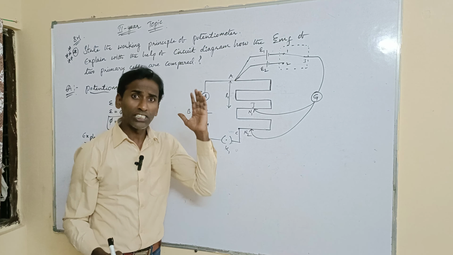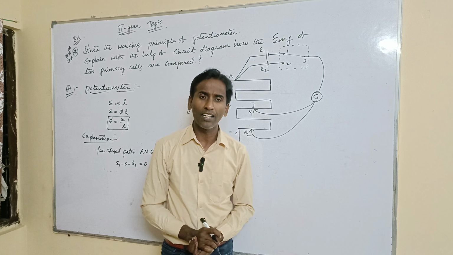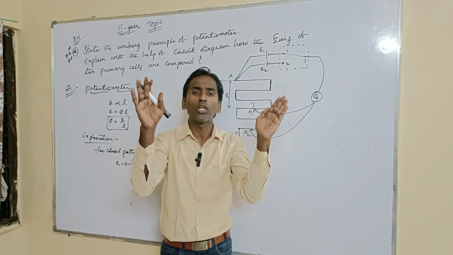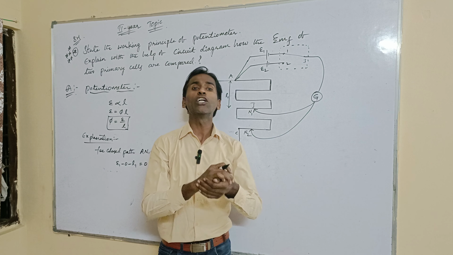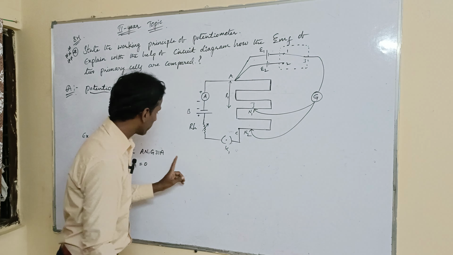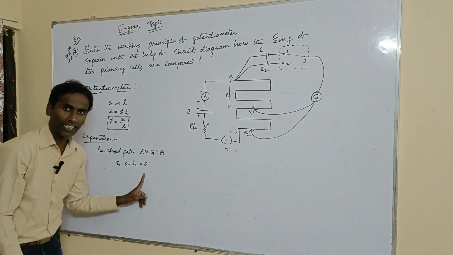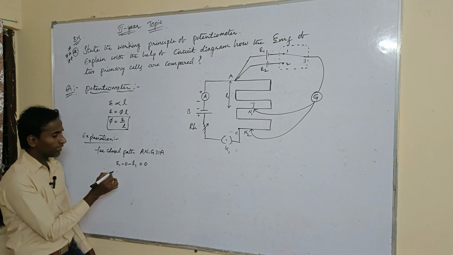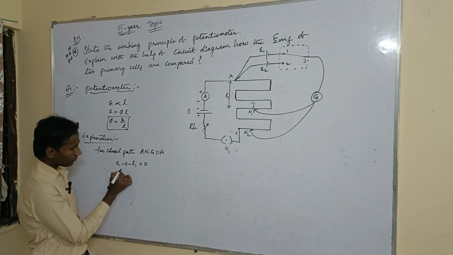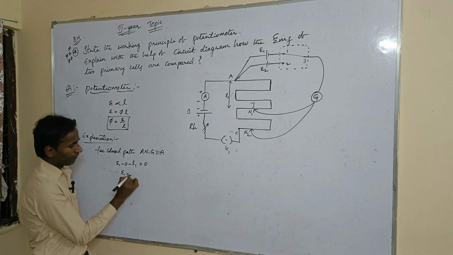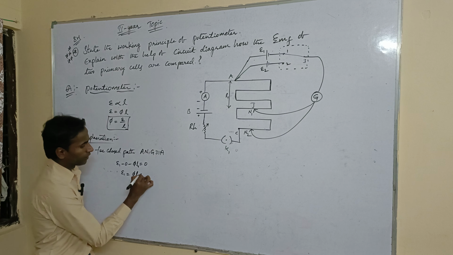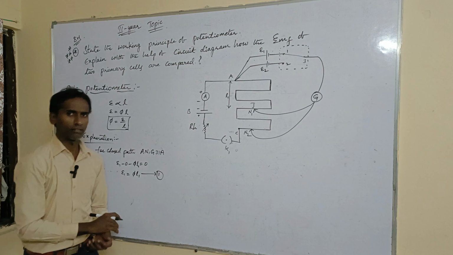What is Kirchhoff's second law? The algebraic sum of the potential differences around any closed loop is equal to 0. That one only we are using here. So E1 is equal to 5L1. This is equation number 1.